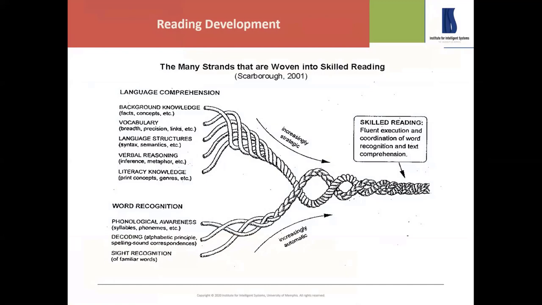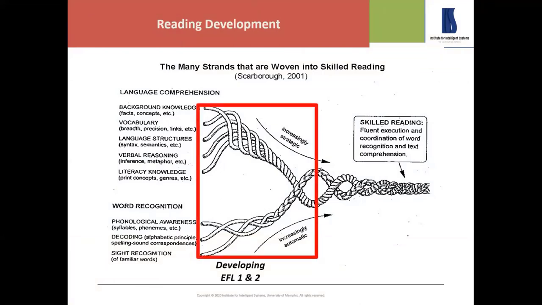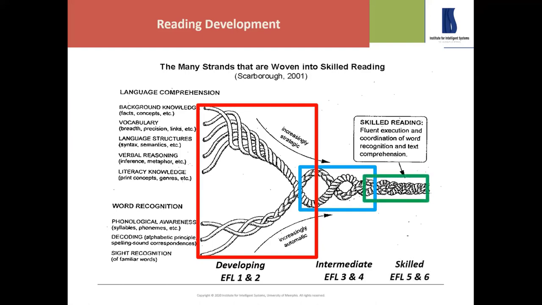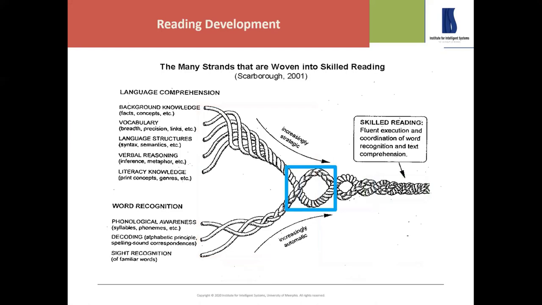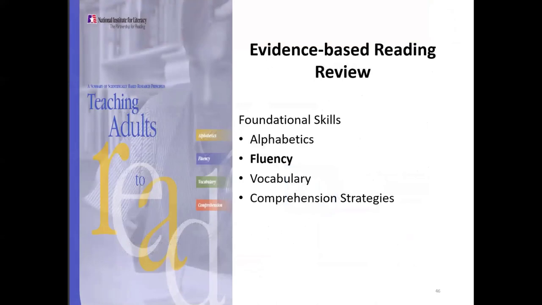So again, I've brought this up before as a way of demonstrating that at the early levels, you have all these independent skills. You have to focus on all of them until they come together. But as you get into levels 3 and 4, they start to intertwine with each other and work together in synchrony. And so you're able to build the knot area here. You're tightening the knot of the word level skills and the language skills to work together.